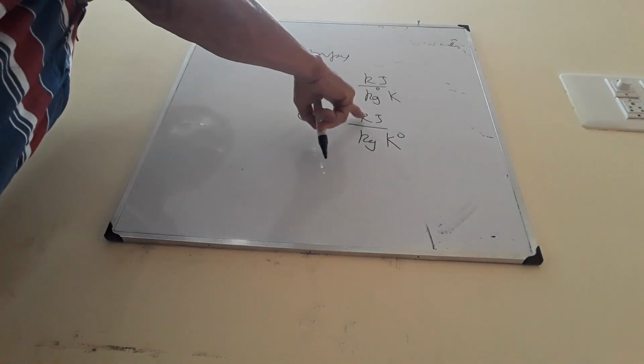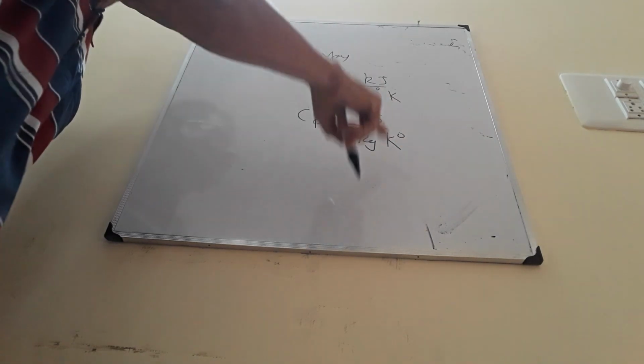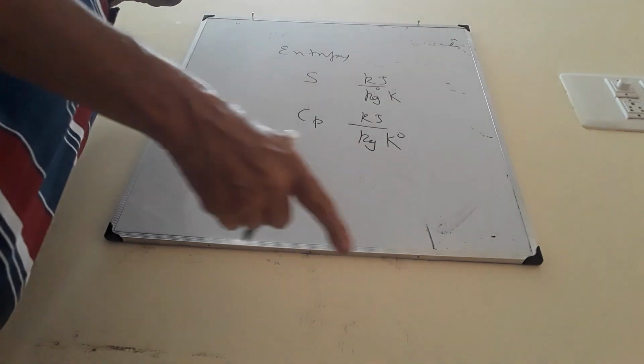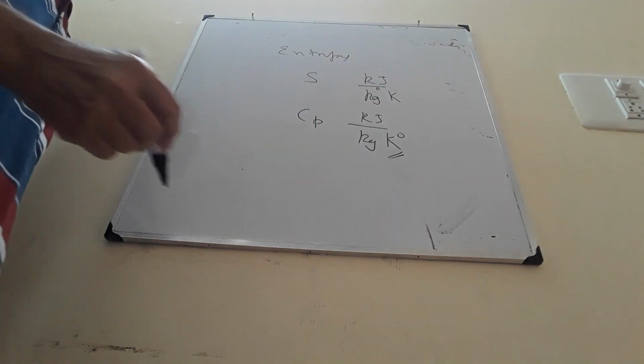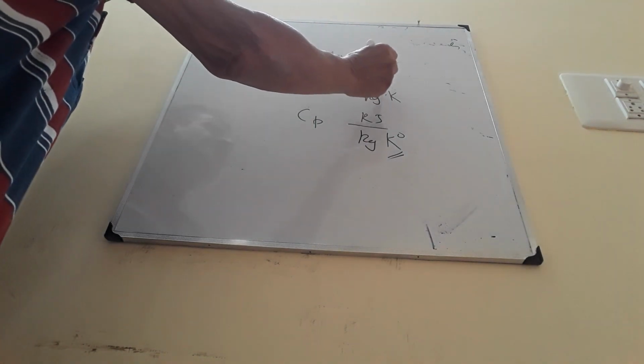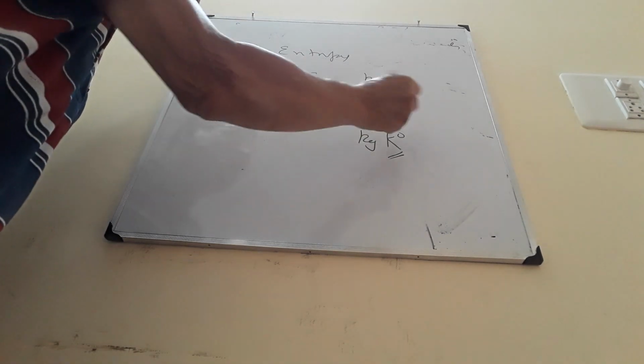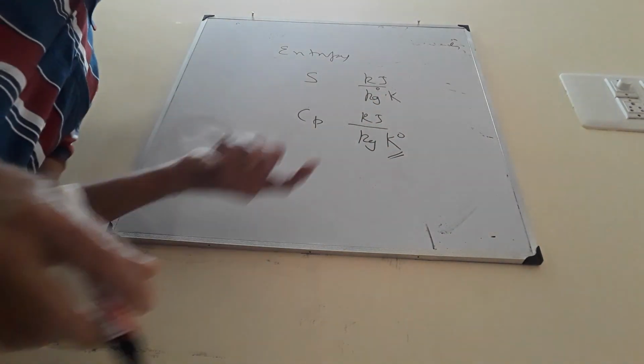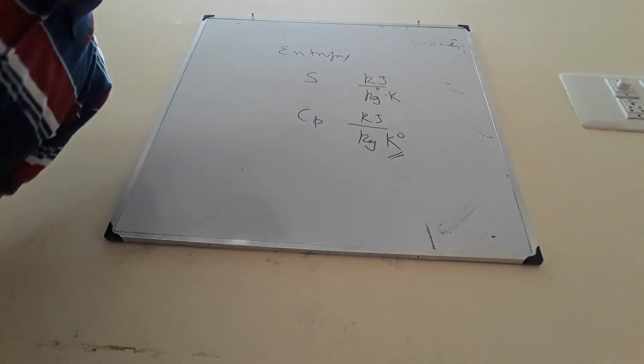So heat required to raise 1 kg through 1 degree, from 21 to 22 or 22 to 23, is a change in temperature here. Whereas the entropy is per absolute temperature, kilojoules per kg per degree Kelvin. So degree Kelvin and Kelvin degree are different. Kelvin degree means change in temperature. So entropy is kilojoules per kg per degree Kelvin.